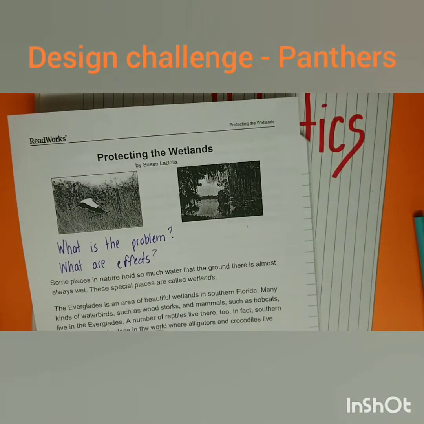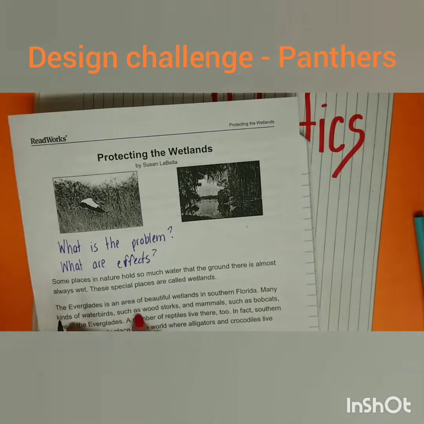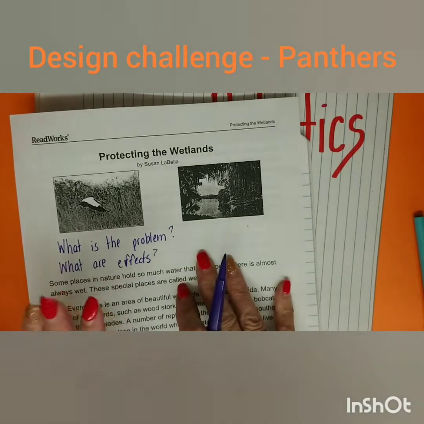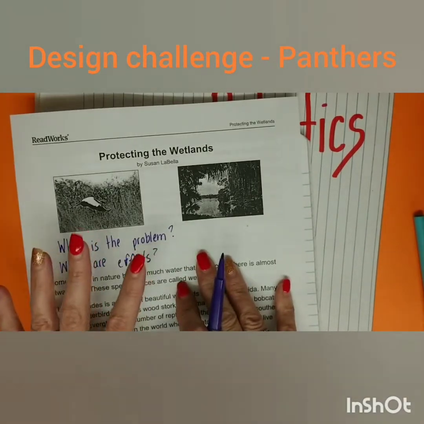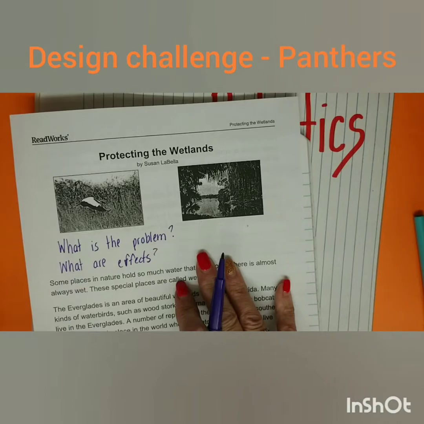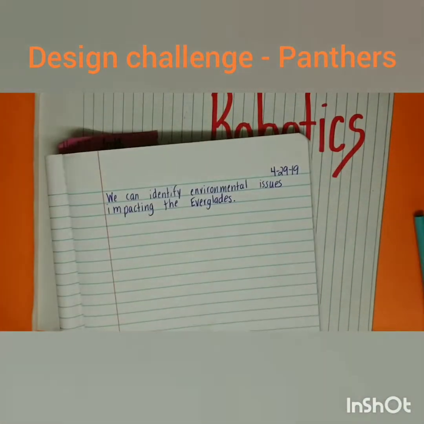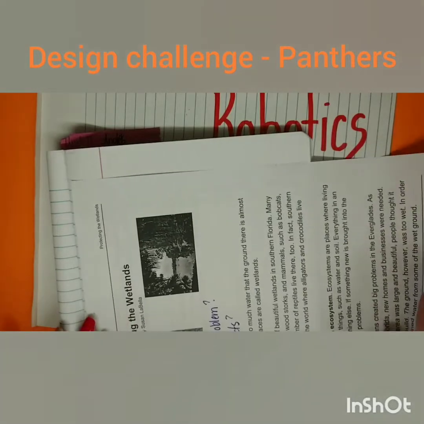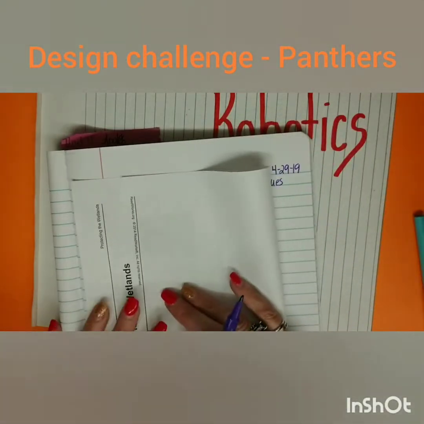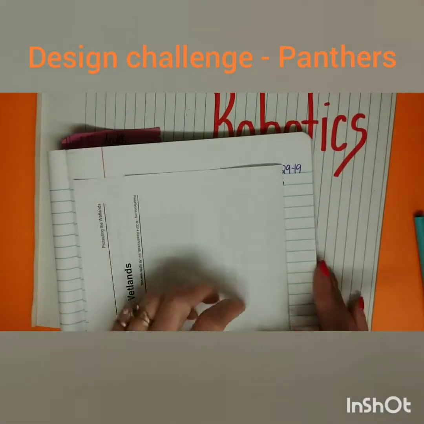You also have to indicate how it's going to help the panther, because the project was presented to us by the Wildlife Commission stating that the Florida panther population needs help and we have to help fix the problem. So this is glued here. Your article, Protecting the Wetlands, is glued underneath your learning target.